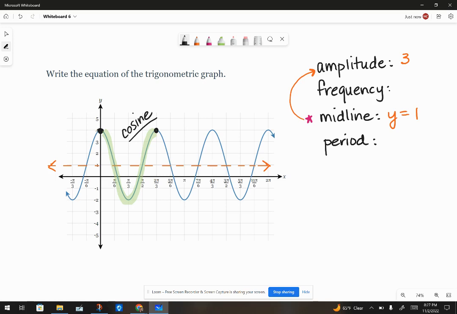Okay, so you are going to now determine the length of this graph.